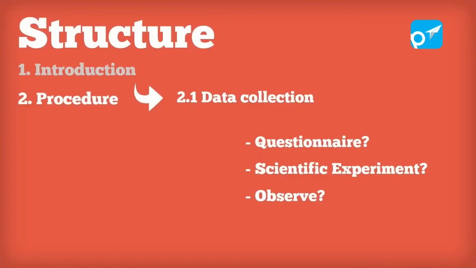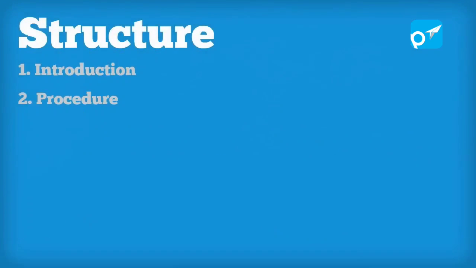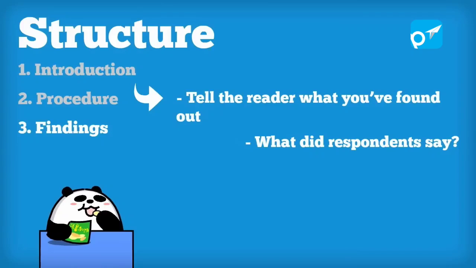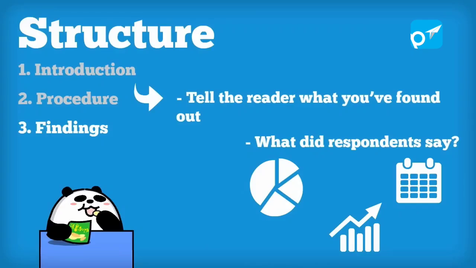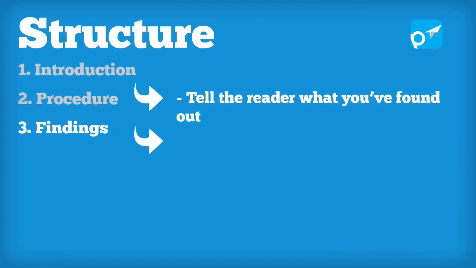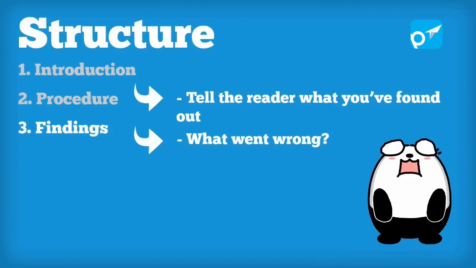Once we have gathered our data, we will include it in our findings. This is the part of our report where we tell the reader exactly what we have found out. What did our respondents say? Reports often use lots of tables and graphs to display information quickly and clearly. The findings section is also a good place to outline anything that went wrong when we were collecting our data.